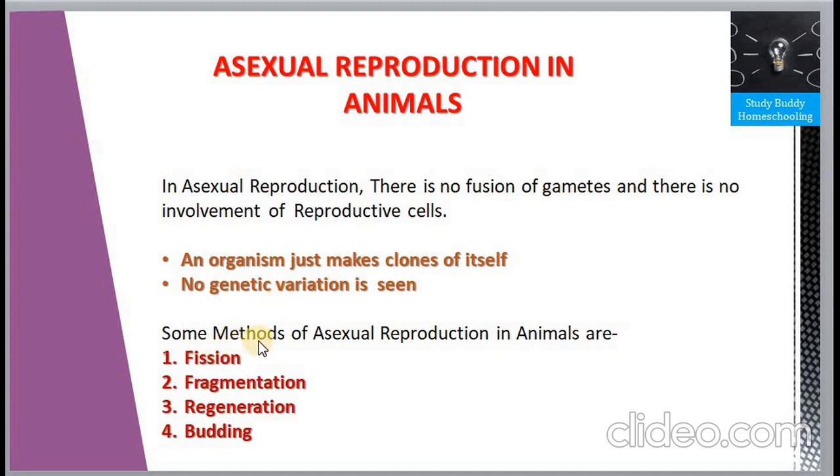So now let's see some methods of asexual reproduction in animals. Some of the methods are fission, fragmentation, regeneration and budding. Let's see each one of them in this session.